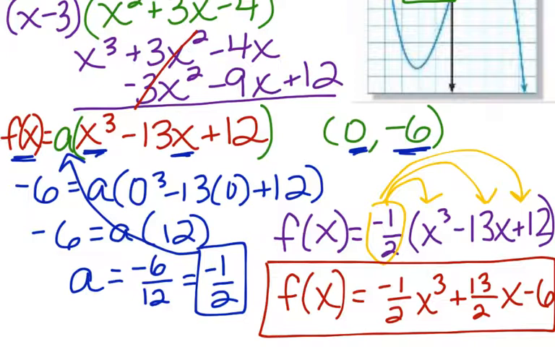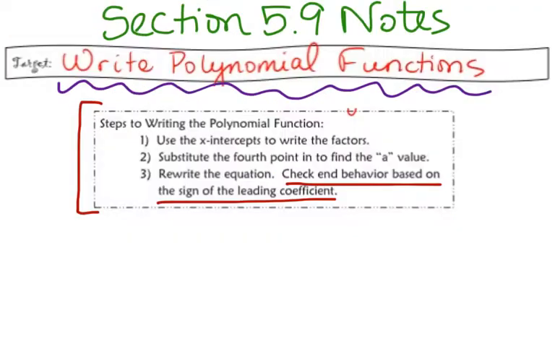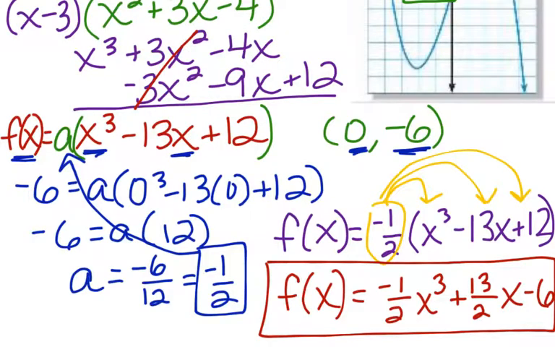Now, at the beginning here, I said one thing that you can check is your end behavior based on the sign of the leading coefficient. So if we look here, we got an a value that was negative. So our leading coefficient in the problem ended up being a negative 1/2.